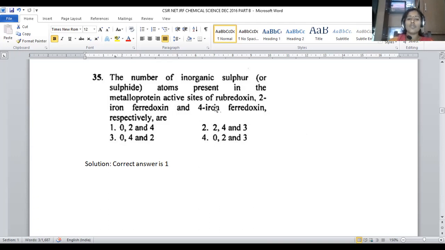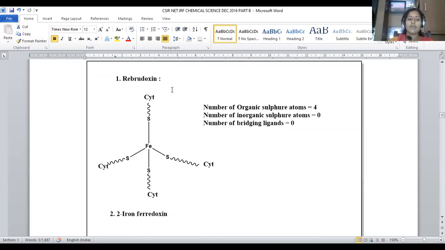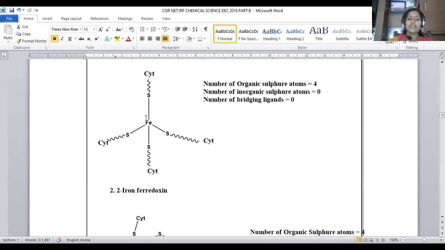So 3 different compounds are given: one is rubredoxin, second is 2-iron ferredoxin, and 4-iron ferredoxin. In this, how many inorganic sulfurs are there? We have to predict. The first compound is rubredoxin. Rubredoxin is iron with sulfur, sulfur, sulfur. How many sulfur linkages are there? 4 sulfur linkages, looks like a tetrahedral nature, and each sulfur is bonded to a cysteine base.